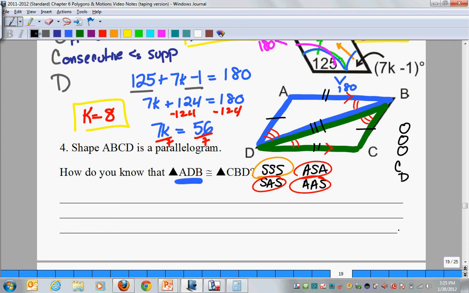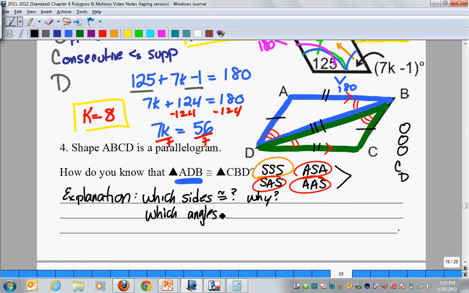Now, what I'd like you to do is choose one of these and write an explanation. I want you to cite which sides are congruent and why, and which angles are congruent and why. Be specific, one of those four. All four do work. You must choose one and write your explanation.